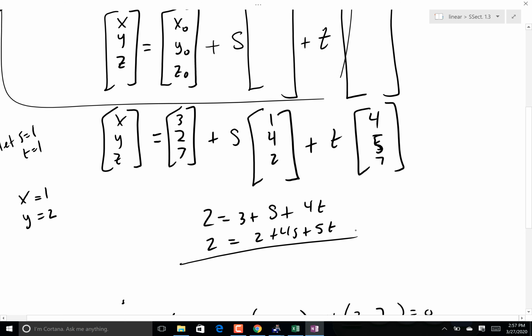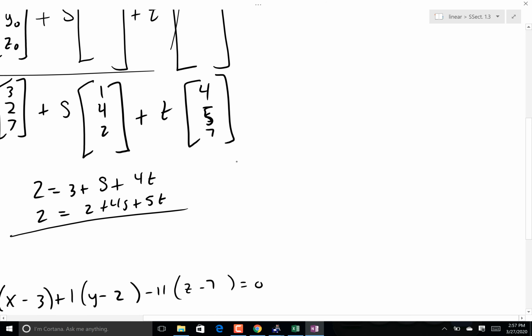And to do that, what would you end up with? Well, let's see here. There's no good way to do this. It's more algebra than I want to do this afternoon. s plus 4t, and then if I subtract this 3 over there, I get -1. And I'm going to have 4s plus 5t, and the 2 minus 2 is a goose egg. All right, so if I multiply the top one by 4, for instance, I get 4s plus 16t equals -4.